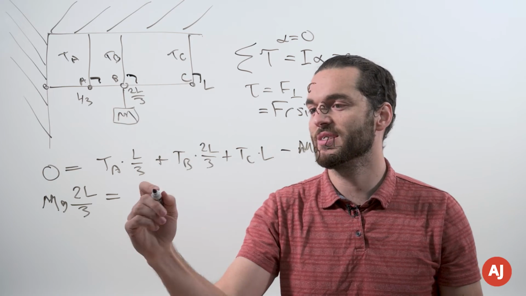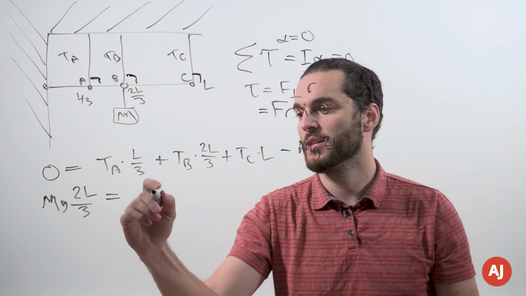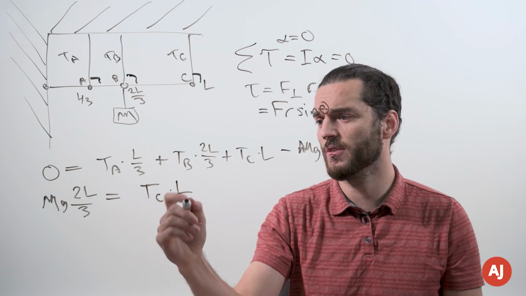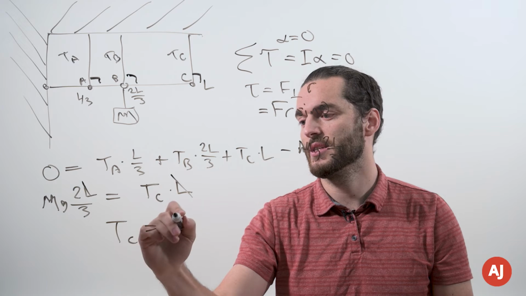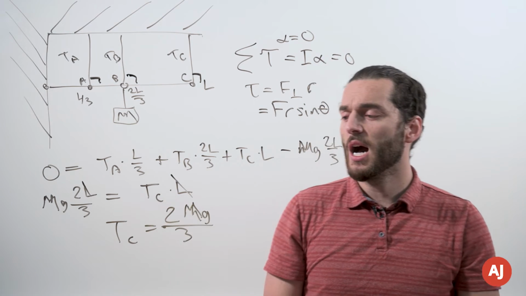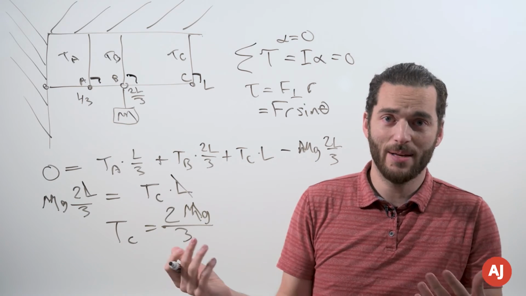Let's say I'm going to stick with just TC. So say I don't have these two cables and I just have this one. So I'm going to have TC times L. Then if I solve for TC, you can see I just cancel the L, and TC is equal to 2/3 mg.